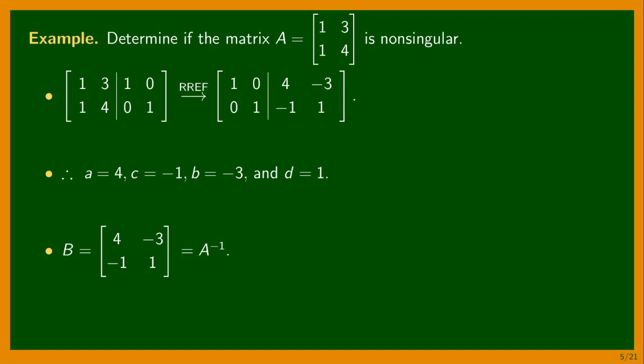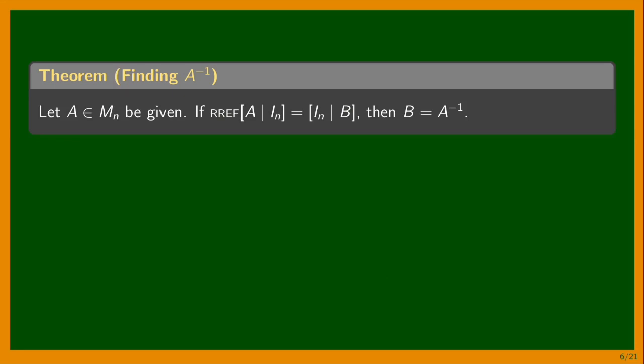Take note that this algorithm can be generalized as follows. To find A inverse, given a matrix A of size n by n, we first set up the matrix A, and then we put a line, and then we put the n by n identity matrix over here, and then reduce it using elementary row operations to a matrix in RREF. Now, if it happens that the RREF of this matrix is the identity matrix I n on the left, then whatever this matrix is on the right, that matrix should be the inverse of A.